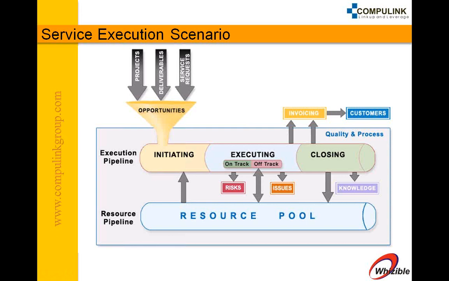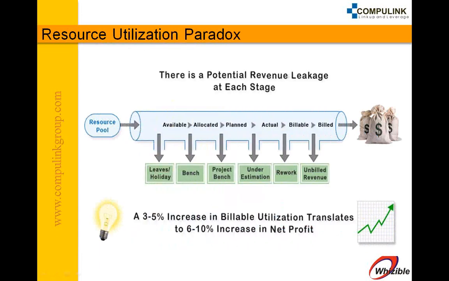And this entire process of service execution must happen within a tight framework of quality and processes. Therefore, in the service execution scenario, we realize that the resource pool plays a very critical role. How the opportunities are actually converted to invoicing all depends upon the quality and quantity of the people and how they are utilized. Let's therefore look at this resource utilization paradox in more detail.